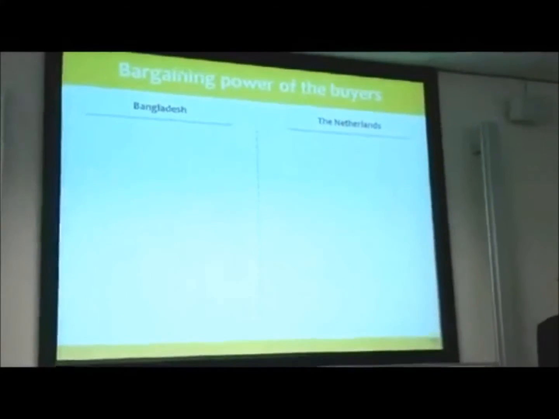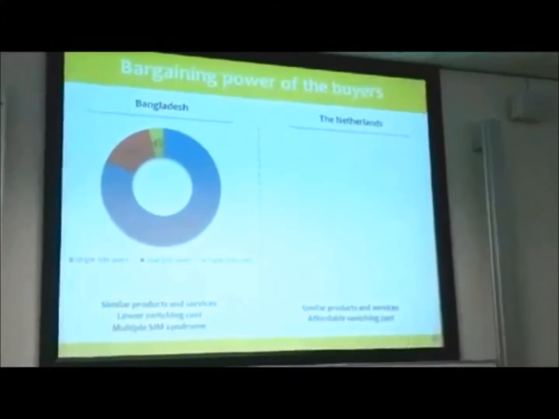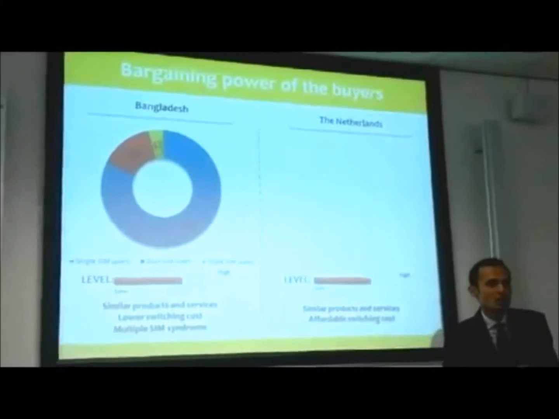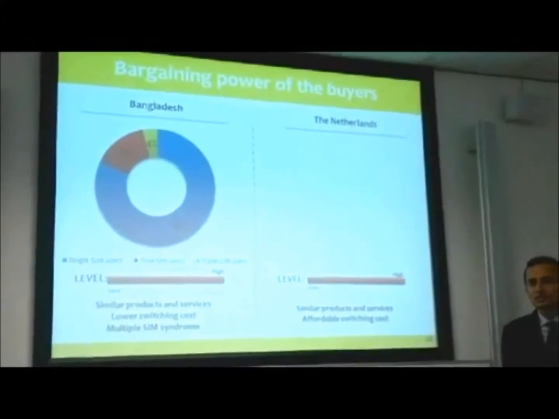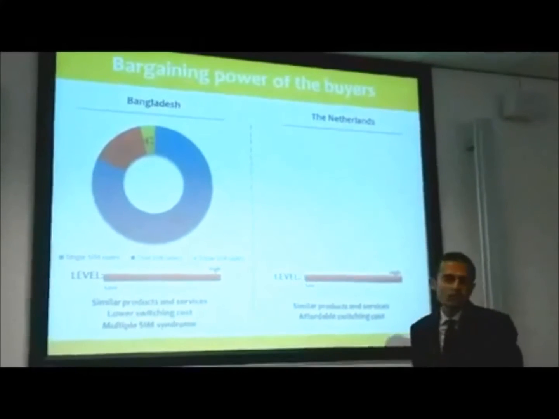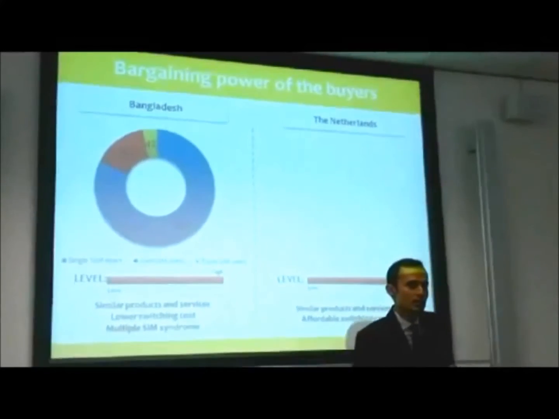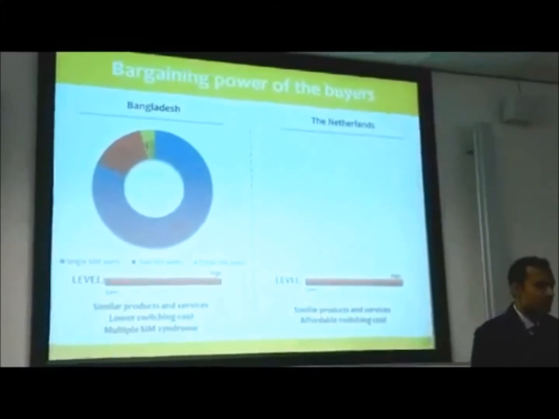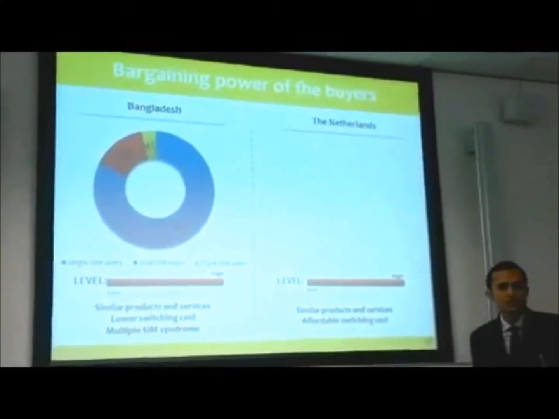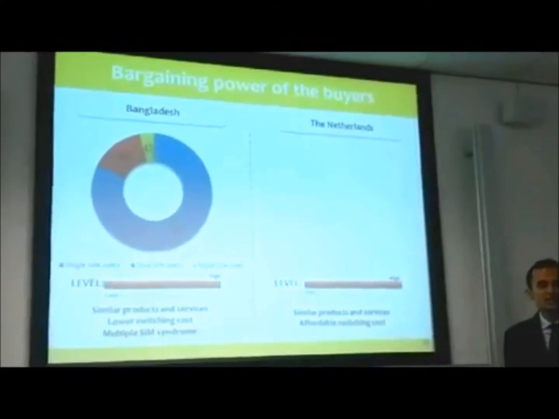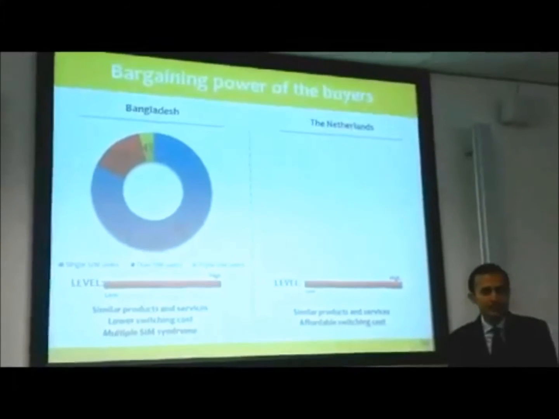Now, this is very interesting. There's a syndrome called multiple SIM syndrome, where a user has more than one SIM. We have a lot of us here from the developing nations. This kind of characteristic is very familiar in our countries, where a person has 2 or 3 or more SIMs. So this affects the revenue of the operators greatly.